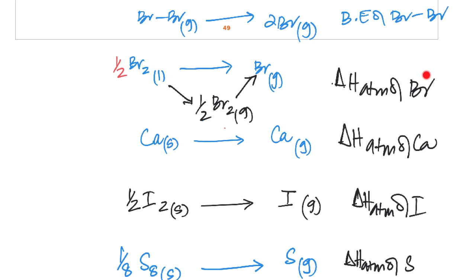So what you can say, the atomization of bromine is half the, kya kehte hain, delta H of vaporization, because that is liquid to gas, and then half the bond energy. Iodine mein bhi aise kuch hota hai. Sulfur mein bhi aise kuch hoga.